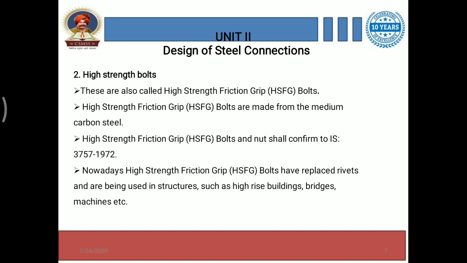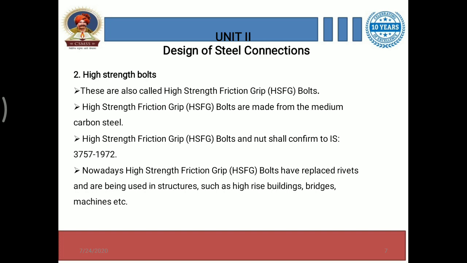These are also called high strength friction grip bolts, HSFG bolts. Okay, high strength friction grip HSFG bolts are made from medium carbon steel. Okay, carbon content is in a very high amount in this type of bolts, and that's why they are termed as medium carbon steel content bolts.